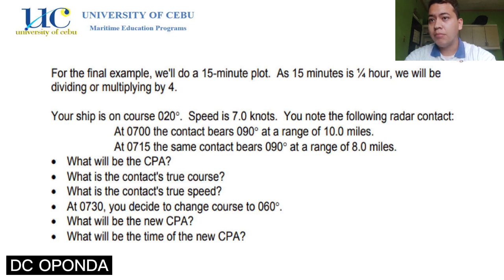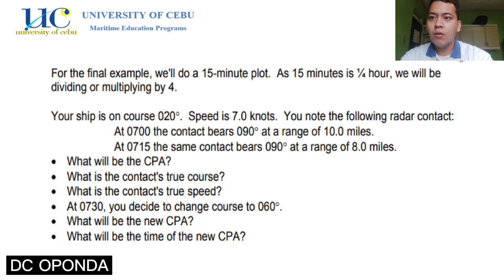And for the final example, we'll do a 15-minute plot. As 15 minutes is 1/4 hour, we'll be dividing or multiplying by 4. So your ship is on course 020 degrees, speed is 7 knots. You note the following radar contact. At 0700, the contact bears 090 degrees at a range of 10 miles. At 0715, the same contact bears 090 degrees at a range of 8 miles. Again, we aim to answer the following questions.